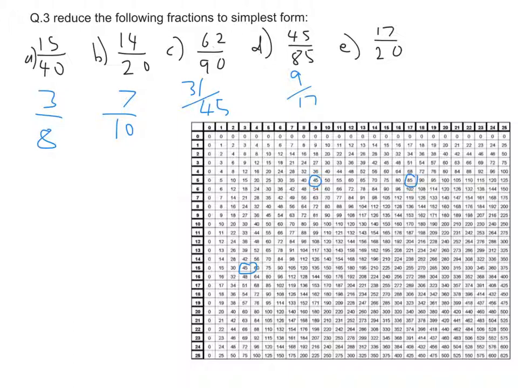And the last one is 17 over 20. This is kind of a trick question because if you look at your multiplication table, you'll know that 17 over 20 is not in the same row or the same column. So this is down to its simplest form. So 17 over 20, we don't need to simplify. So these are the answers you should have got, and you should have left this one alone.